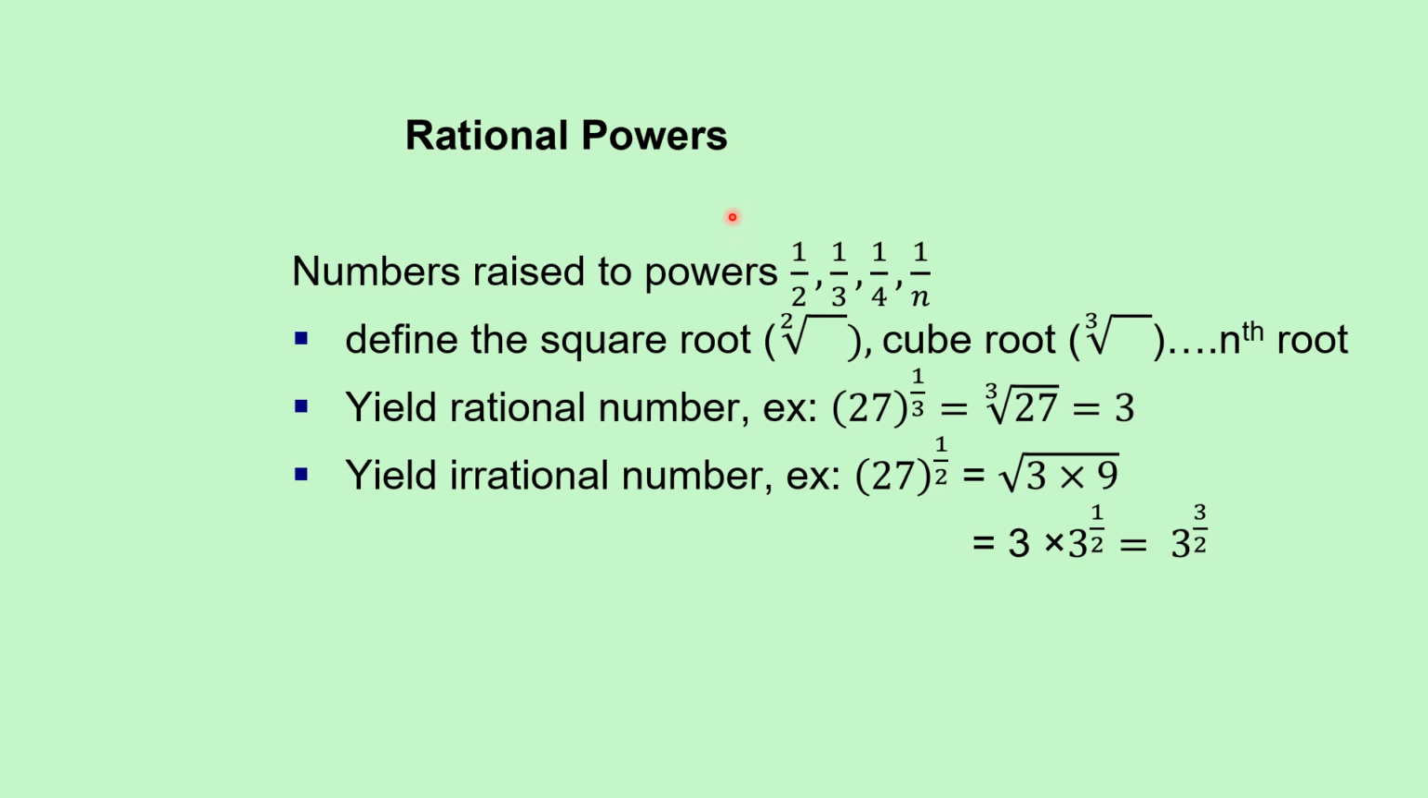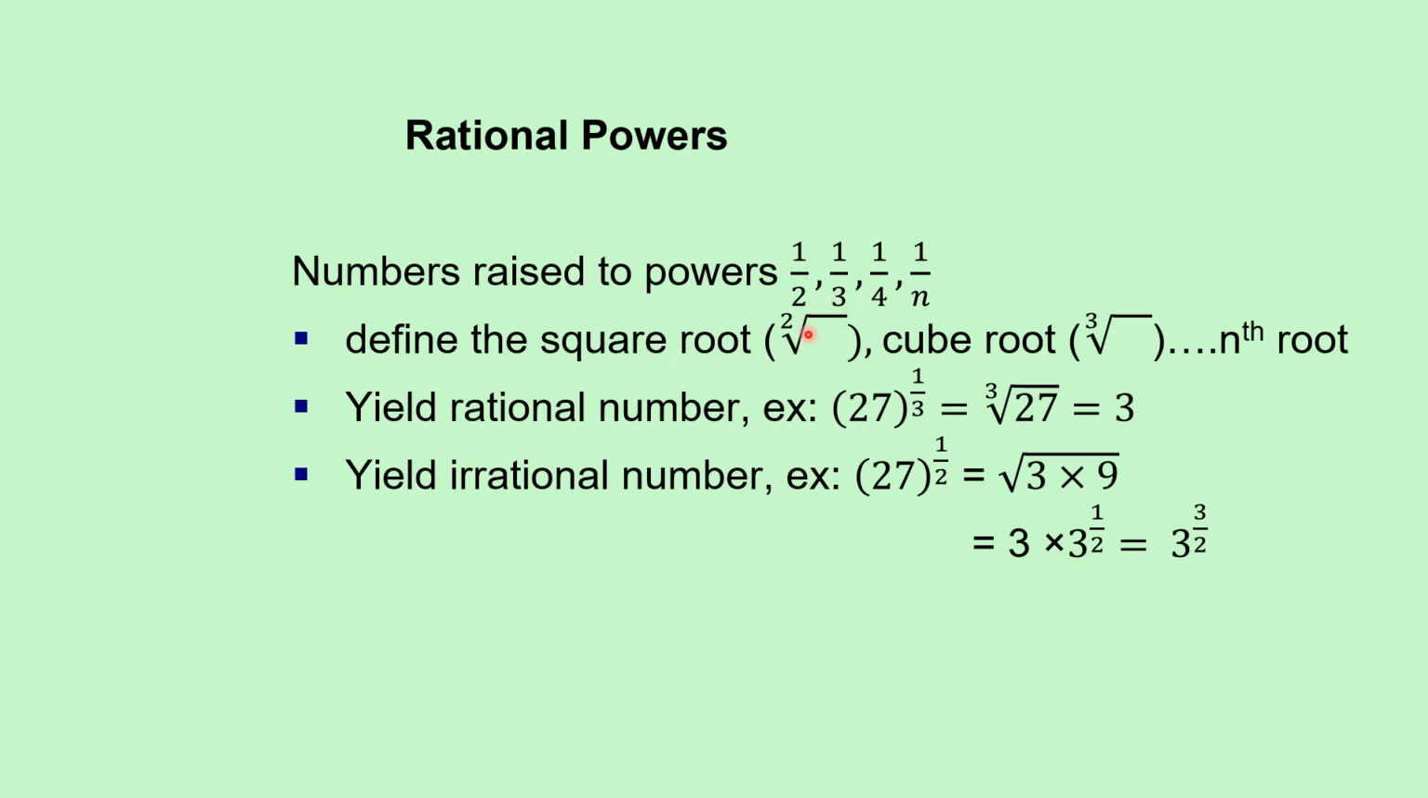Okay, last lecture we learned about rational numbers, and today we are going to look at rational powers. What do rational powers mean? Rational powers show numbers raised to powers of a fraction, for example 1 over 2, 1 over 3, 1 over 4 until 1 over n. So if a number is raised to these rational powers, it will give you the root.